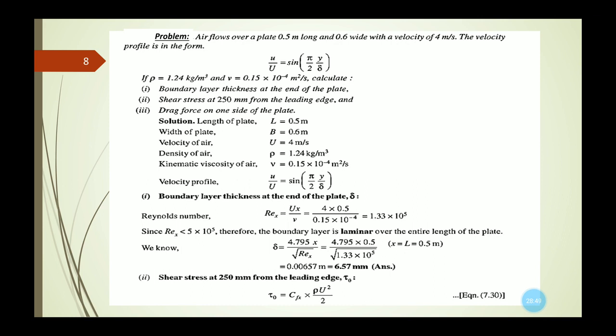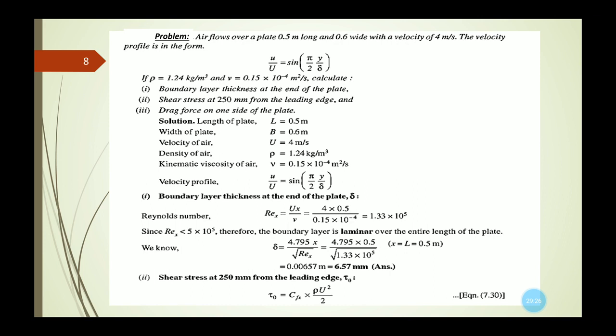Now we know the upper critical value of the Reynolds number is 5 into 10 to the power 5, up to which we can say the boundary layer is not turbulent; it has laminar or some transition characteristic. As the Reynolds number for the total length of the plate is less than the upper critical value up to which the boundary layer is laminar, we can say that for the entire length of the plate, the boundary layer is of laminar characteristic. That means for the total length of the plate, there is no turbulent boundary layer zone.